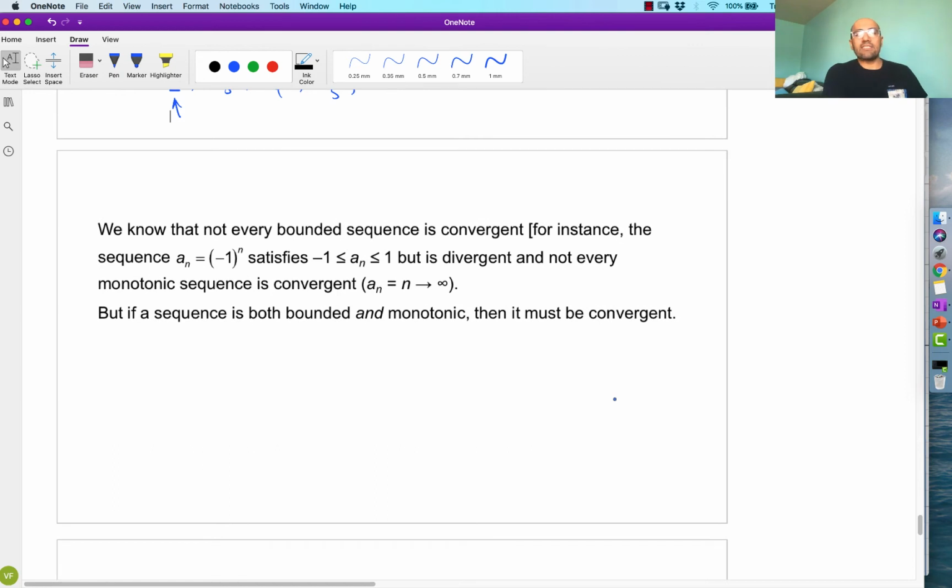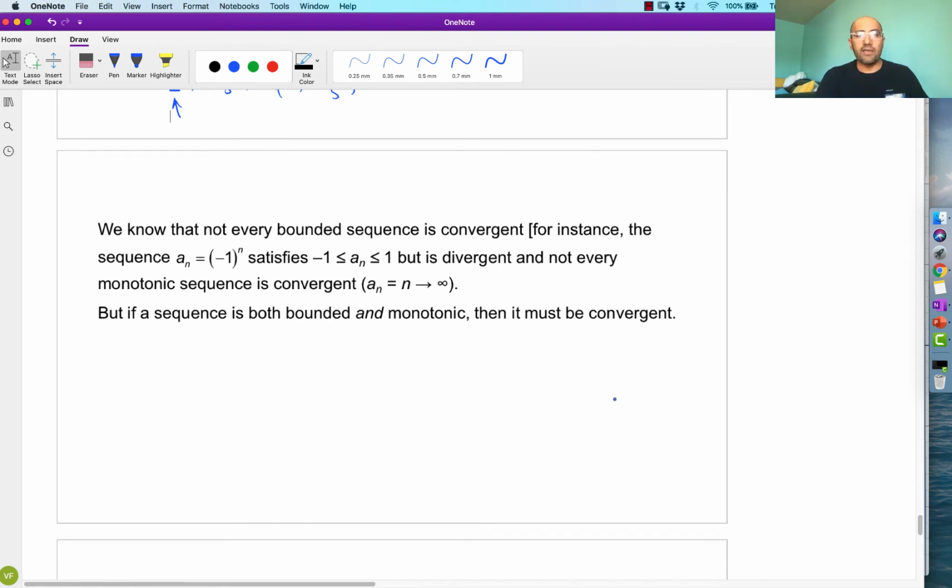We know that not every bounded sequence is convergent. It could just oscillate back and forth, back and forth. For example, a sub n equals -1 to the nth power. That's just going to alternate between -1 and 1, -1 and 1. So it's bounded, but it's never going to converge to anything. It is divergent. And not every monotonic sequence is convergent. Monotonic just means that it's either increasing or decreasing.